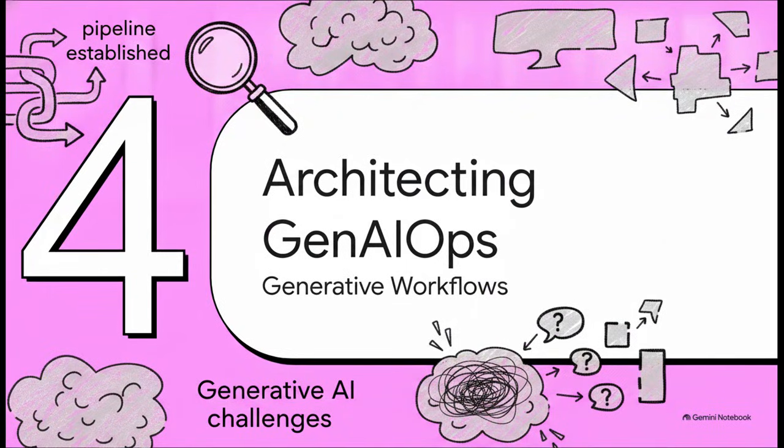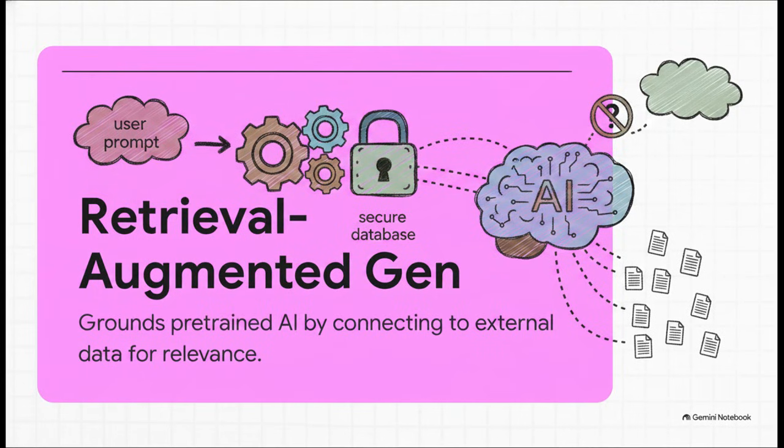Which leads us to Section 4, Architecting for GenAOps Generative Workflows. With our pipeline established, we need to tackle the unique architectural challenges of generative AI. Optimizing retrieval augmented generation, or RAG, is an absolute necessity here. It acts as your primary tool to control runaway costs and guarantee that your AI's answers are actually grounded in reality. I like to think of it like an open book test.